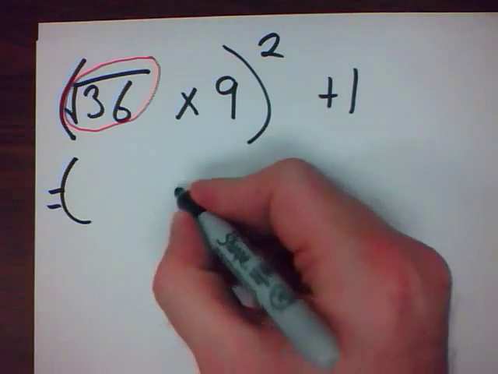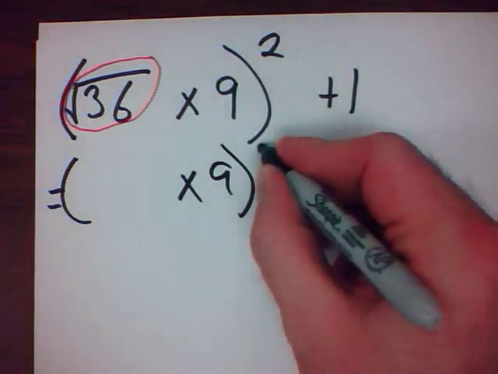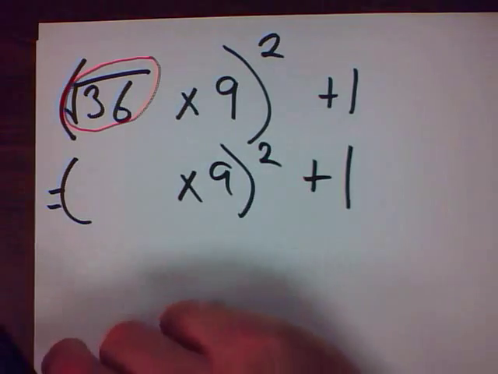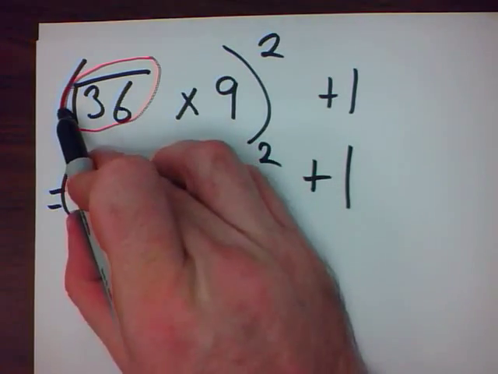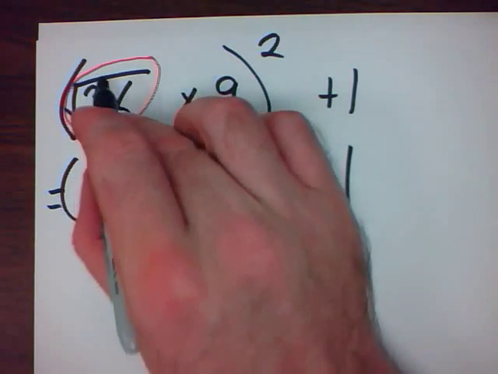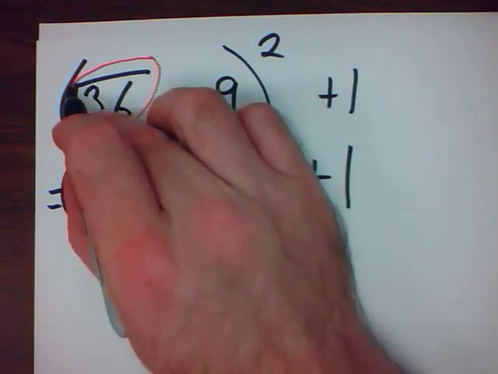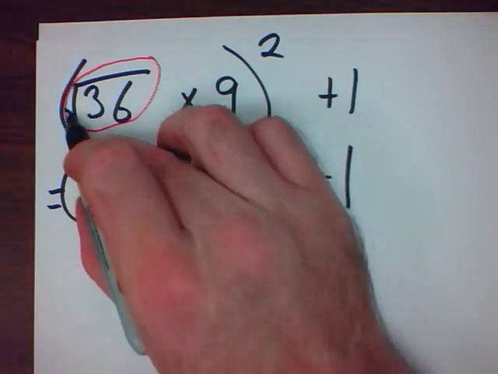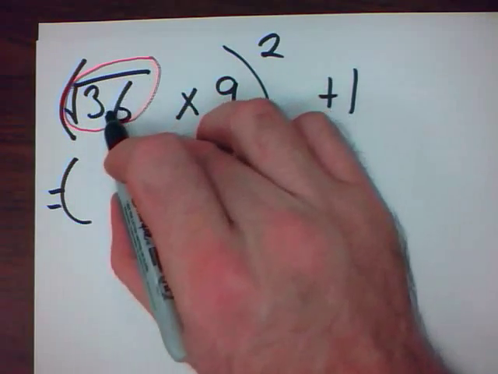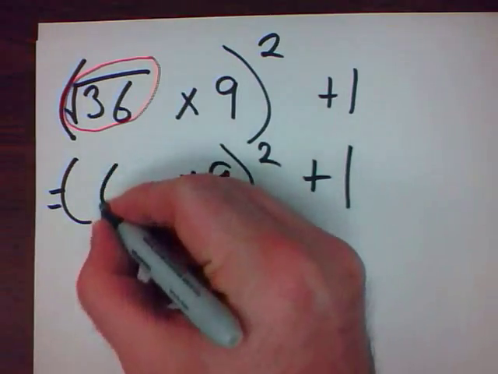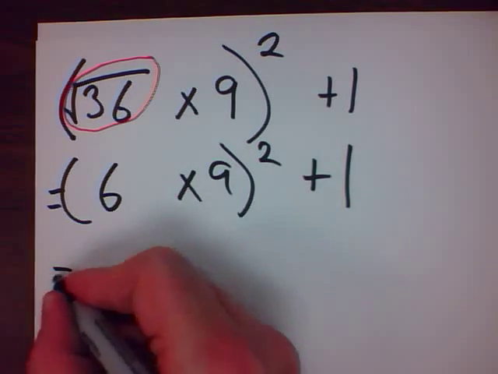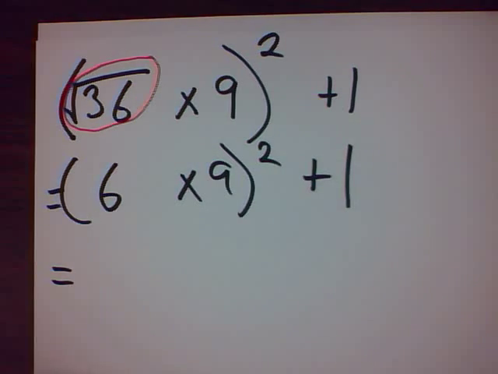Copy down everything I'm not using. Now, one common mistake I see students make at this point is they copy this again, but we're going to use it up. So this is about to disappear. What number multiplied by itself equals 36? Well, that will be 6. Now I'll continue the rest of the question.